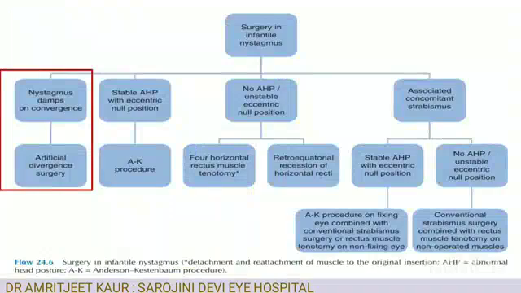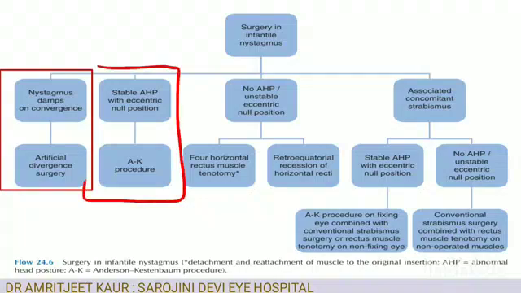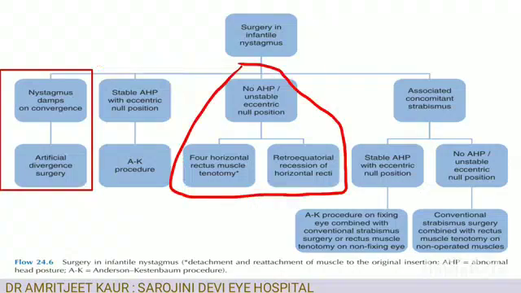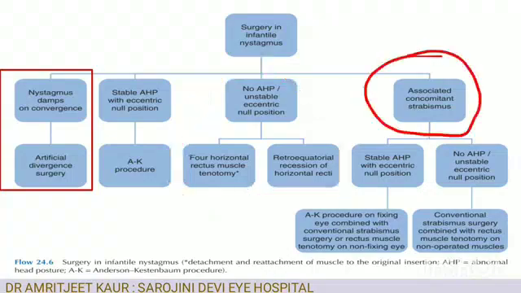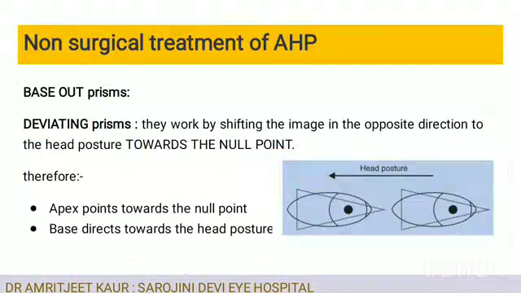So summarizing the surgeries in infantile nystagmus, if the nystagmus dampens on convergence, an artificial divergence surgery is preferred. If there is a stable abnormal head posture with an eccentric null position, a Kestenbaum procedure is preferred. If neither of the previously mentioned two are there, four horizontal rectus muscle tenotomy or retroequatorial recession of the horizontal recti can be done. Of course, if an associated concomitant strabismus is present, the squint surgery can be combined with the nystagmus surgeries.